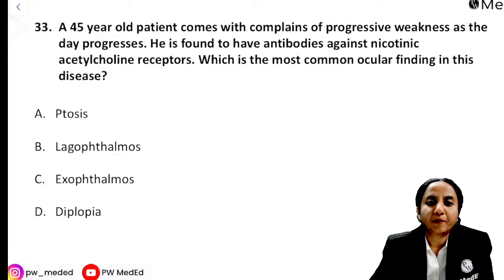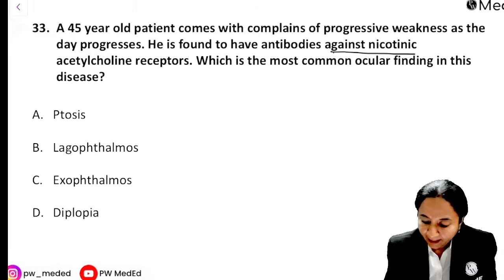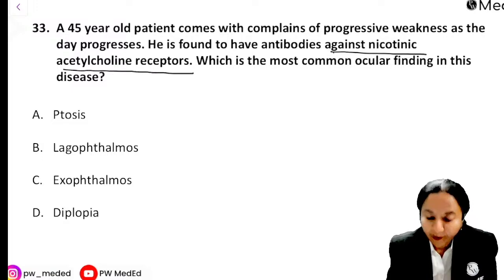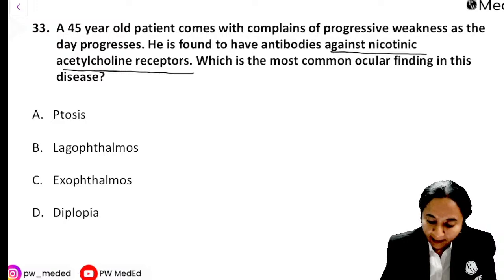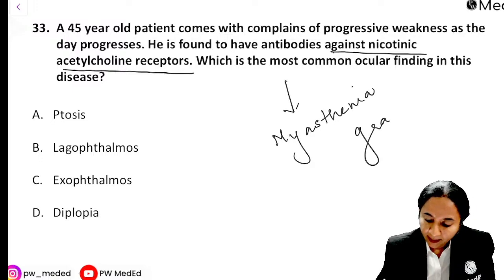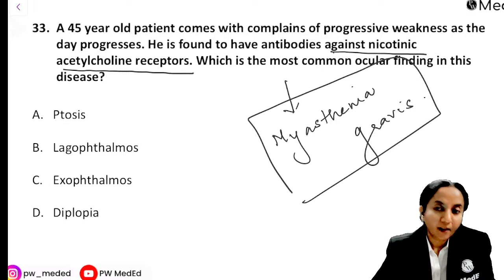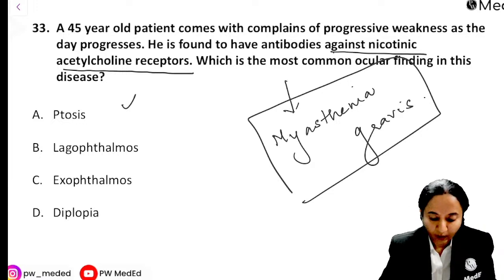This is also very simple. A 45-year-old patient comes to us with progressive weakness, and they are telling us that there are acetylcholine receptor antibodies. So obviously this gives us a diagnosis of myasthenia gravis. Now the question is, what is the most common ocular finding in myasthenia gravis? Yes, it is ptosis. This is the answer.